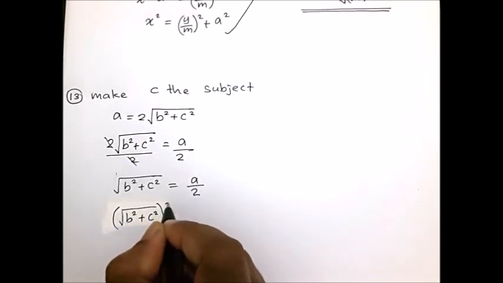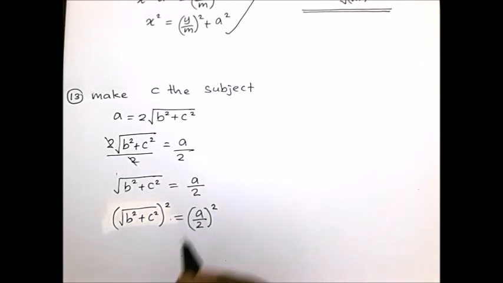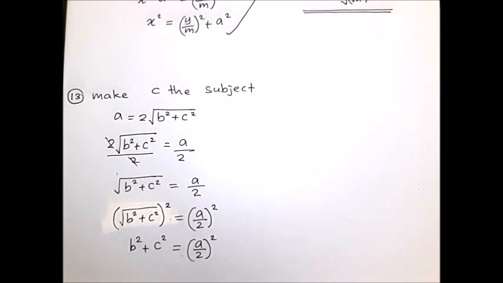Take the square of the left hand side and the square of the right hand side. The squared and square root symbols cancel each other. Only b squared plus c squared remains on the left. And on the right hand side, a divided by 2, squared.